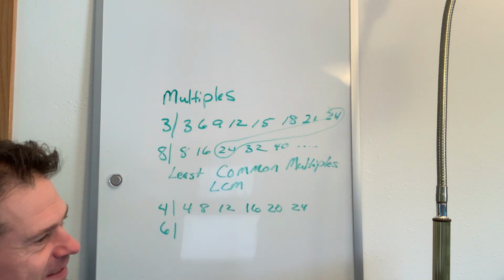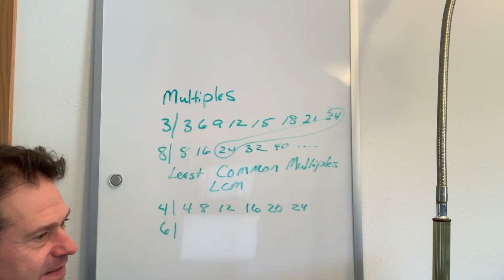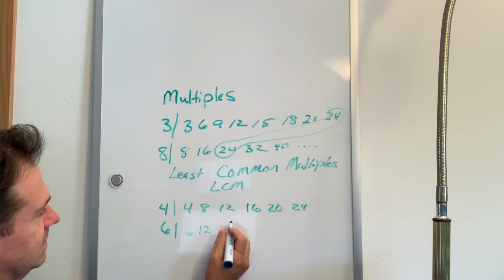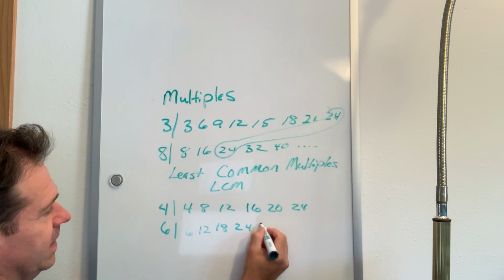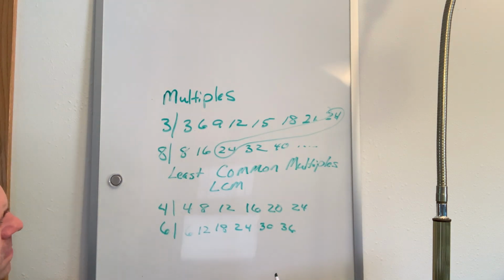And the 6s. 6, 12, 18, 24, and 30. Yeah, 30 and 36. Okay. Thank you. Good job, both of you.